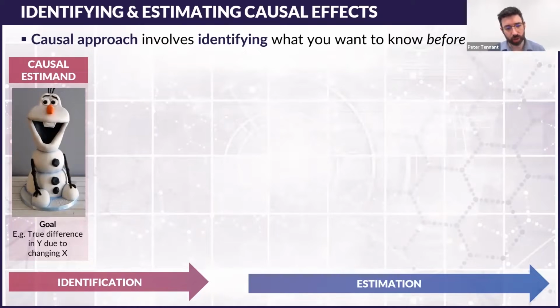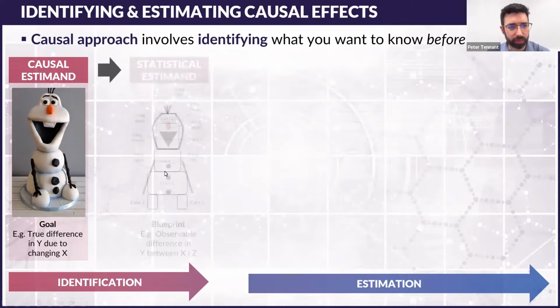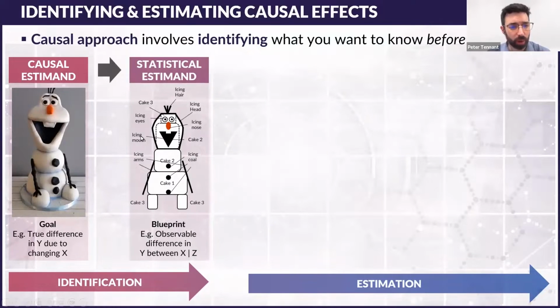What we then do through the process of identification is we try and identify a blueprint in order to estimate this cake, in order to bake this cake. So this is where we come up with our schematic. And this formally is known as our statistical estimand, because that is the estimand that we can use within our data to actually try and estimate the causal estimand, which is sort of the theoretical aim.